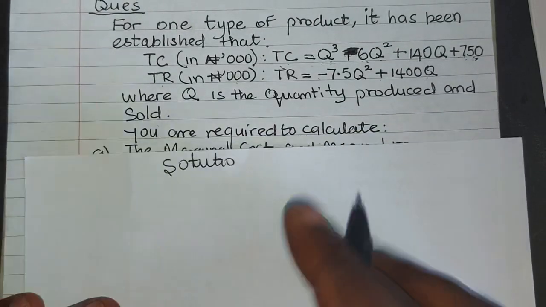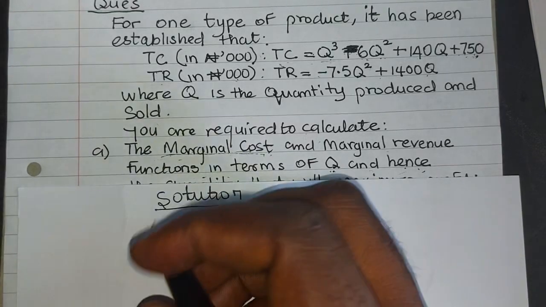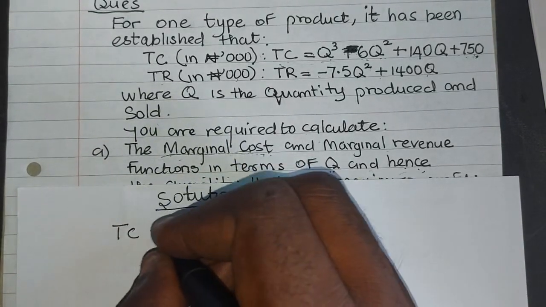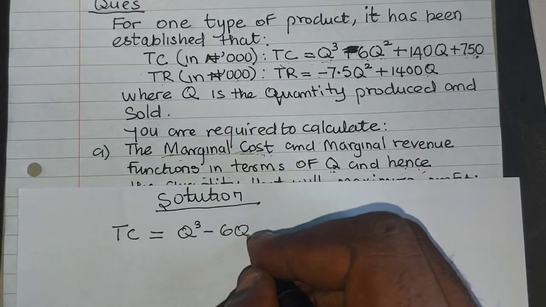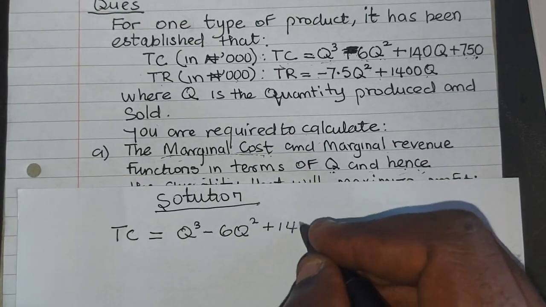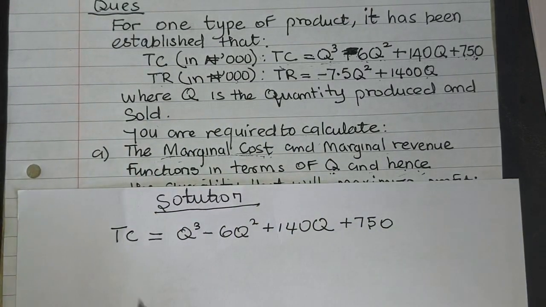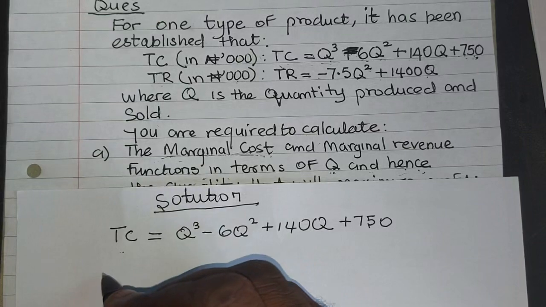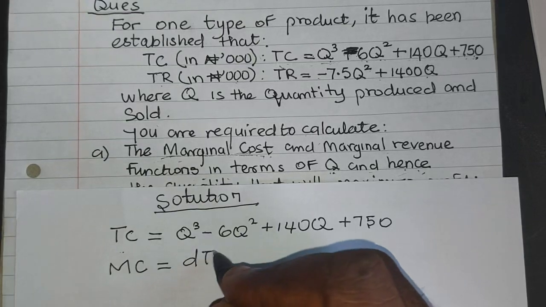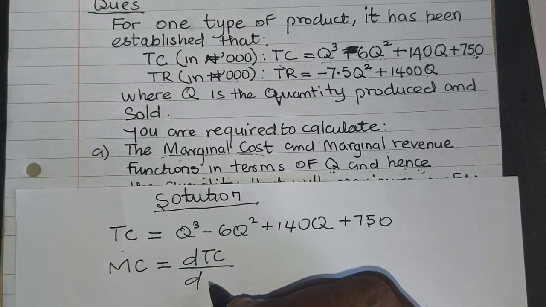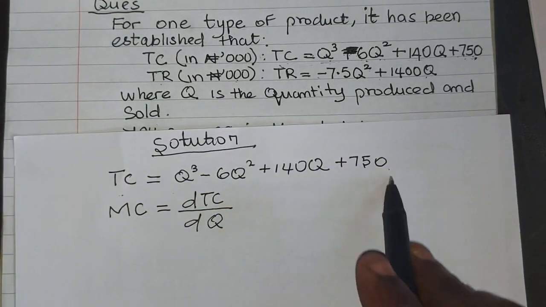The question says we should find the marginal cost. I told you, if total cost is given to be q raised to power 3 minus 6q raised to power 2 plus 140q plus 750, and you are asked to find the marginal cost, the marginal cost will be the derivative of TC with respect to Q. So you differentiate.